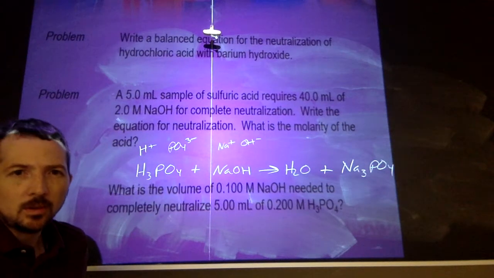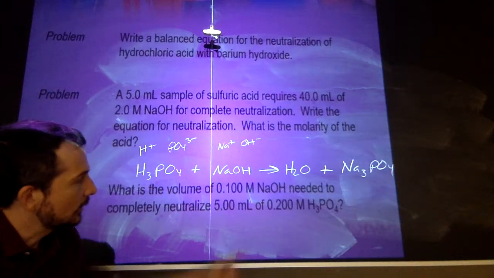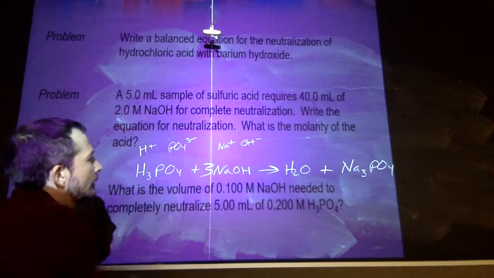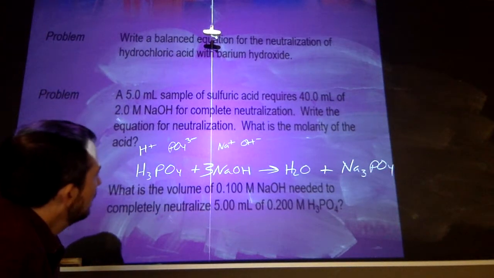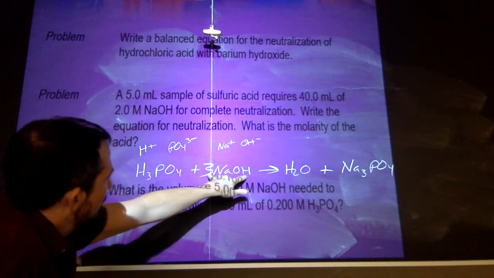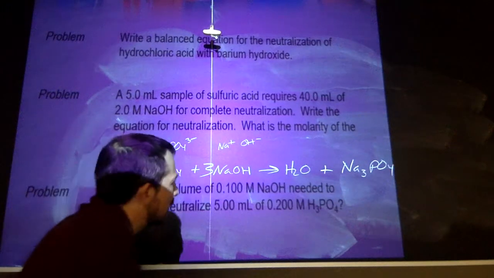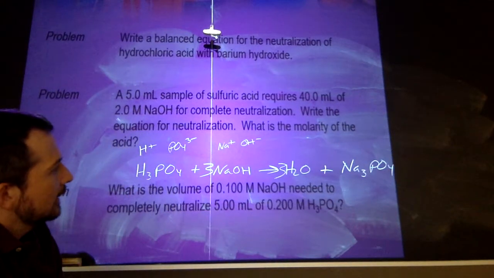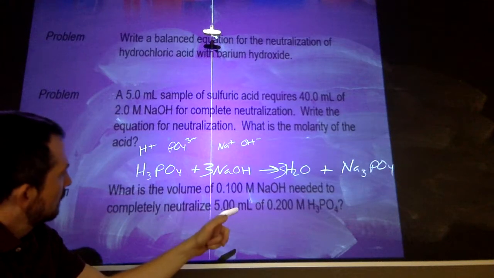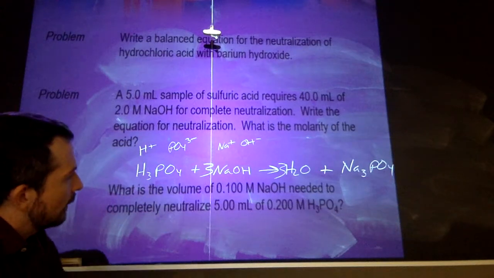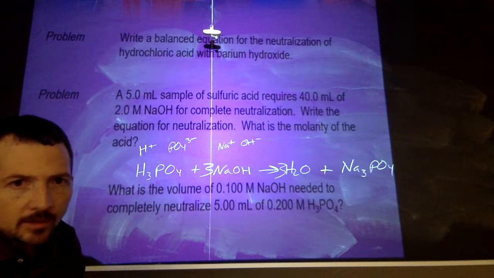Now I need to balance that, so 3 sodiums are on the right side, so I need 3 sodiums over here. That gives me, if I look at hydrogens, 3 plus 3, 6, so I need 6 over here. That gives me 7 oxygens on both sides, 1 phosphorus, so it's balanced.